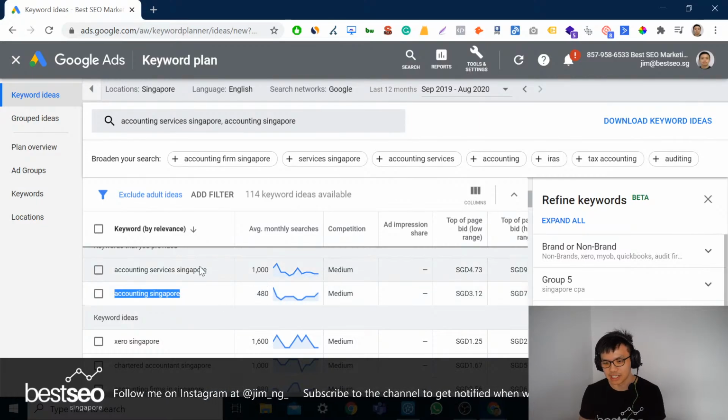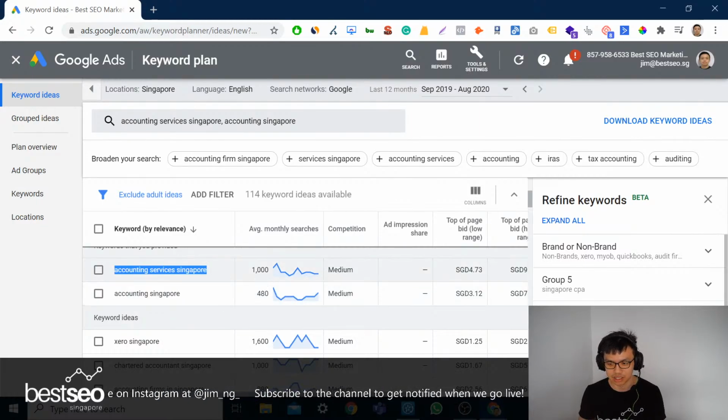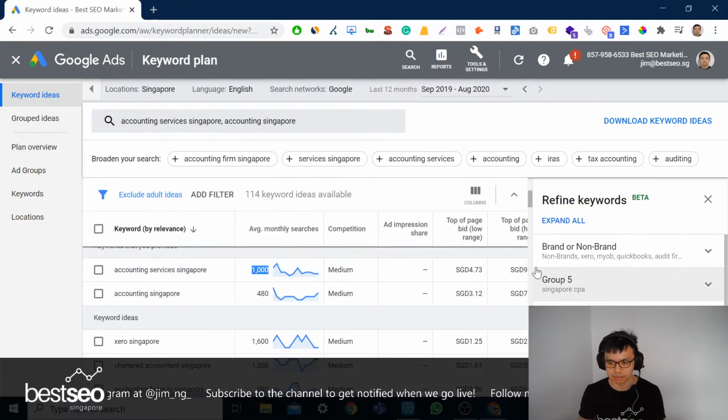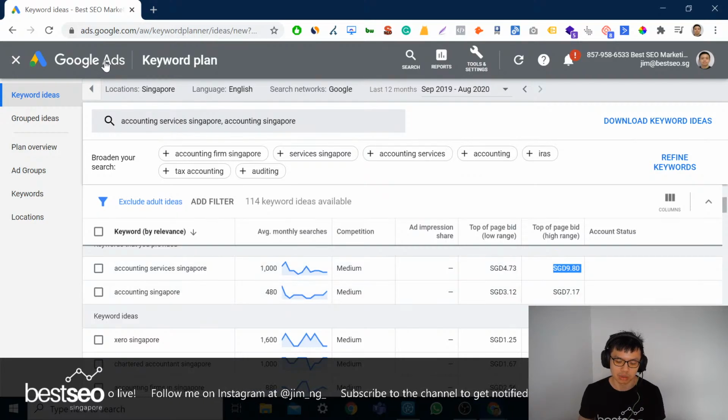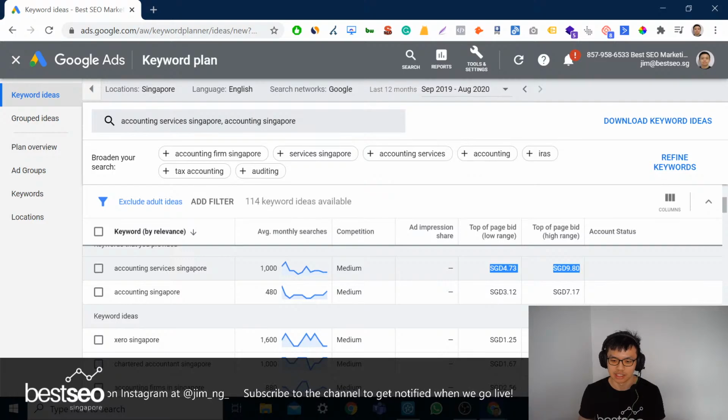So realistically, accounting services Singapore is generally going to be the best one. As you can see over here, we have $4.73 and $9.80 for the top of page bid for the low range and the high range, which means that the cost per click for accounting services Singapore, if I were to run Google Ads, would be anywhere between $4.73 and $9.80.